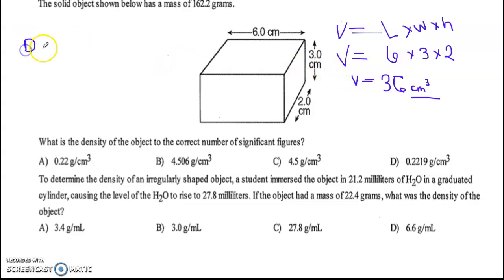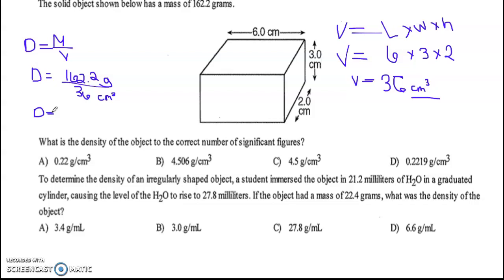So for my density, I'm going to write my formula: D equals M divided by V. D equals my mass, 162.2, divided by 36. I'm going to make sure that I have my centimeters. And so that we have our setup. Sometimes the setup in chemistry is very important because that's all they want you to do. So once you have that, you're good to go.